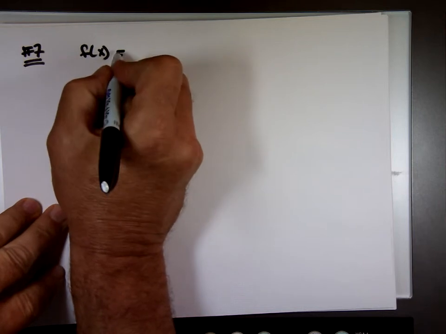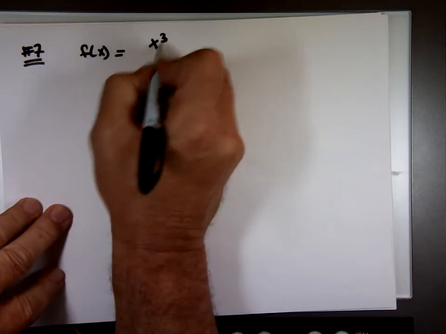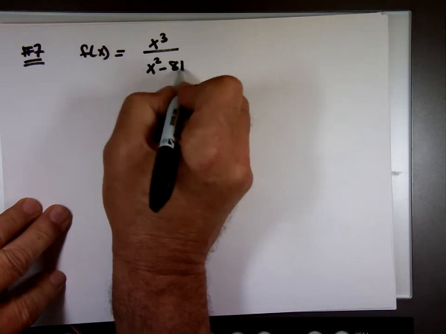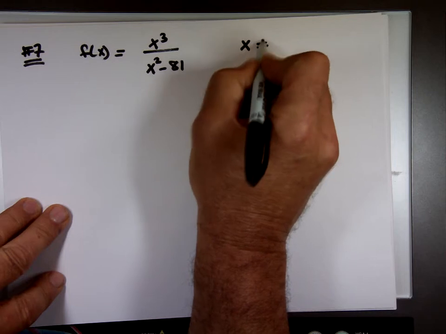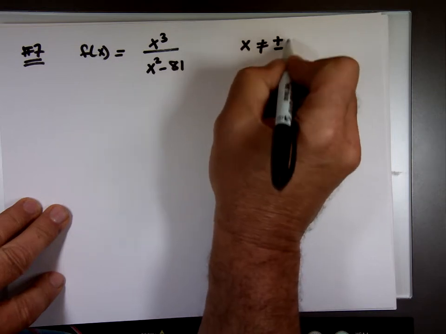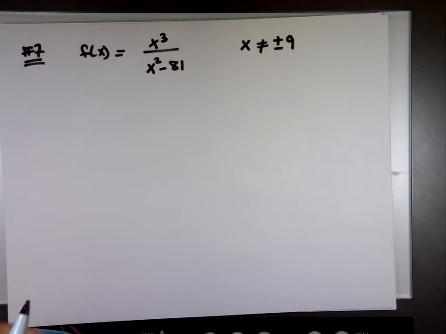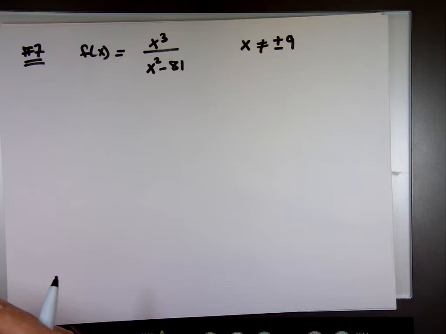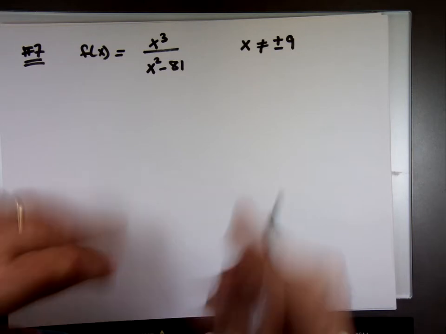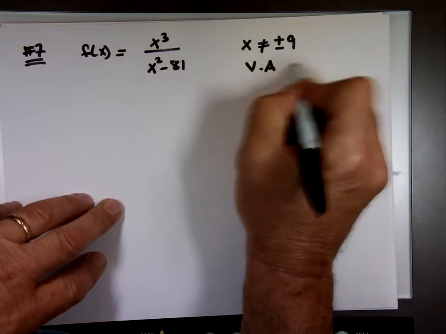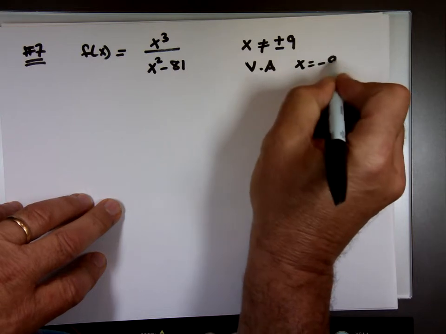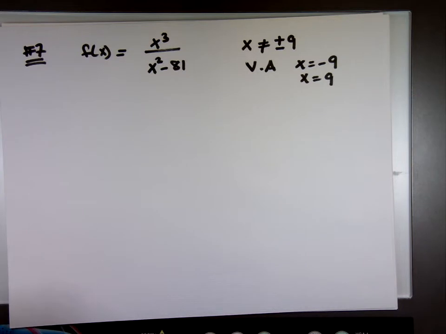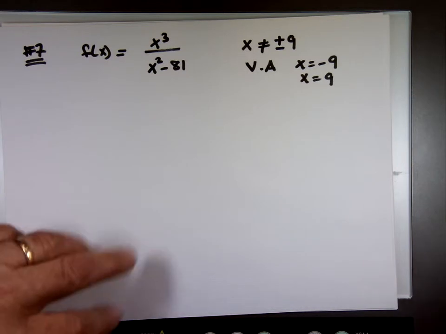f of x equals x cubed over x squared minus 81 on mine. I know x cannot be what? Positive or negative what? 9. So for this one, I should have vertical asymptotes of plus or minus 9. So my vertical asymptotes, right now, I know where they are. x equals negative 9, and the other one, x equals 9. There's 2 questions I just answered. Find the equation of the asymptotes. We got this.